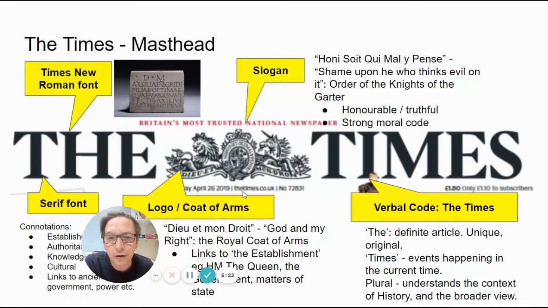Also, the times.co.uk. We've got a very small link there. It's not really prominent underneath, the interesting juxtaposition of the old and the new there. And we've got the date. So we're driving traffic through our website as well. Now, the Times website, you also have to pay for. So it's another way that they generate revenue. It's another way that they make money. Okay, so that is very much the way that the Times establishes itself.